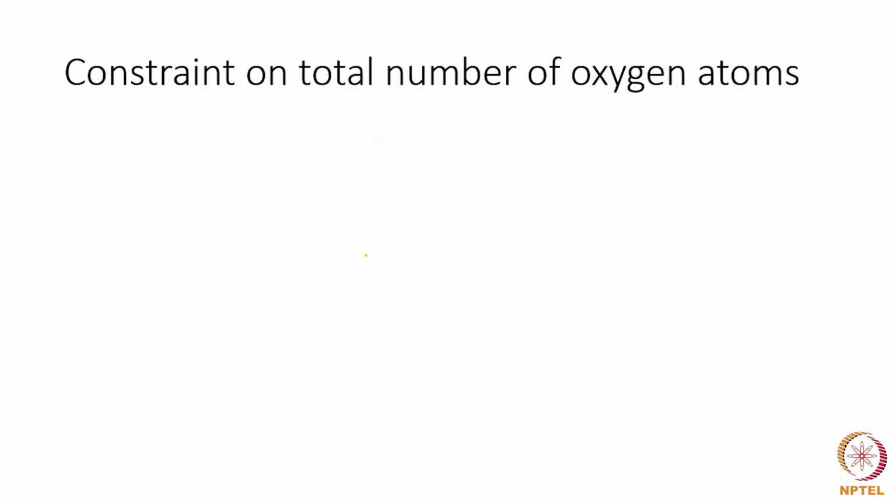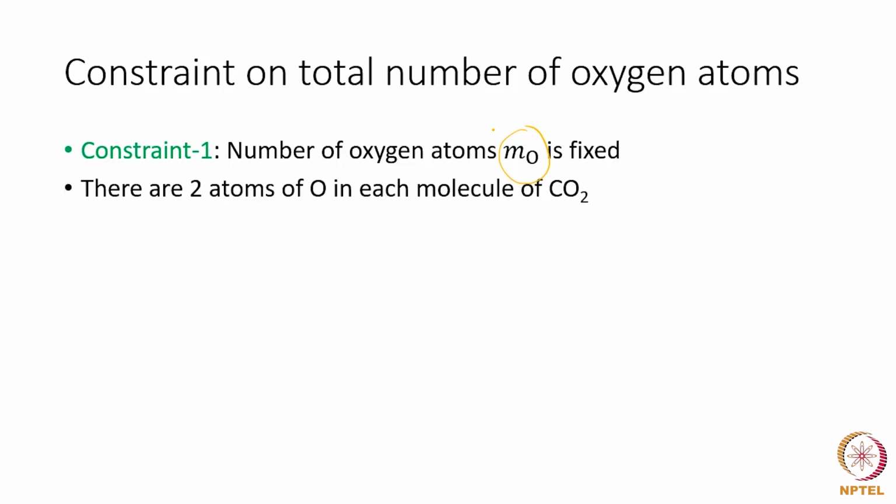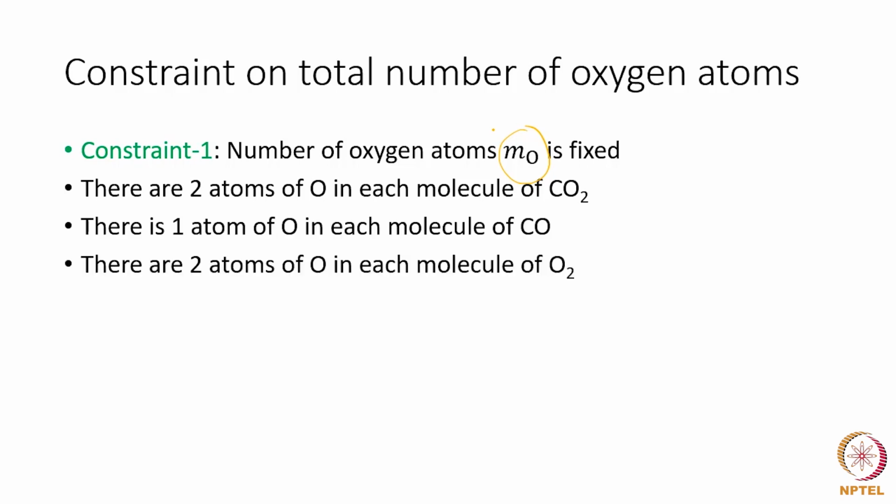Let us look at the constraint that is imposed on the total number of oxygen atoms. The first constraint is that the total number of oxygen atoms, MO, is fixed. During the reaction, as the species change their nature, the number of moles of oxygen atoms is actually fixed. And because there are 2 atoms of oxygen in each molecule of CO2, 1 atom of oxygen in each molecule of CO, and again 2 atoms of oxygen in each molecule of O2, we can write MO is equal to 2 times the number of moles of CO2 plus the number of moles of CO plus 2 times the number of moles of oxygen.